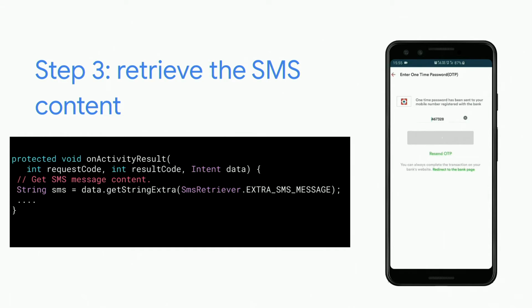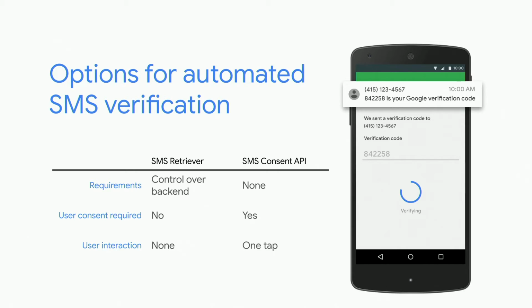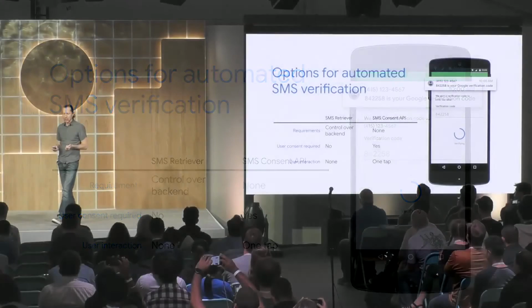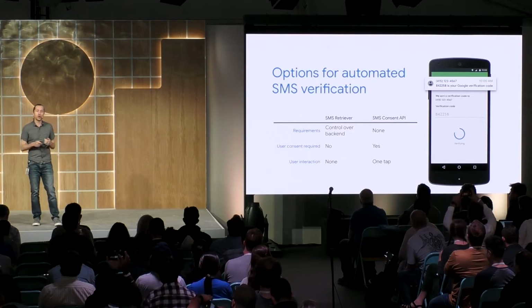So to recap, when it comes to automated SMS verification, you have two options. The first option is using the SMS Retriever API. That means you have access to the backend. You're sending the actual SMS. This is the preferred API to use in that case because no user consent is required. The experience is pretty seamless, with no interaction from the user.